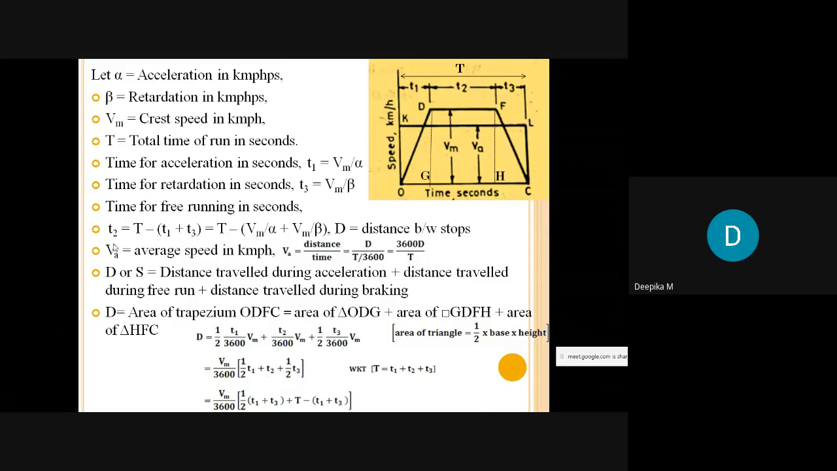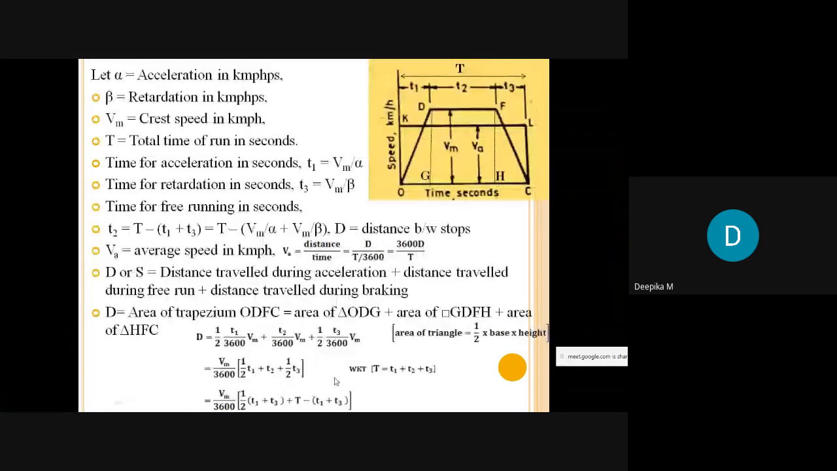You can see here what is T2. T2 is nothing but T minus T1 plus T3. So I have replaced that term. So what happens is, this is half into T1 plus T3, and this is minus of T1 plus T3. Half minus 1 is nothing but minus half. So I'm left with T minus half into T1 plus T3.